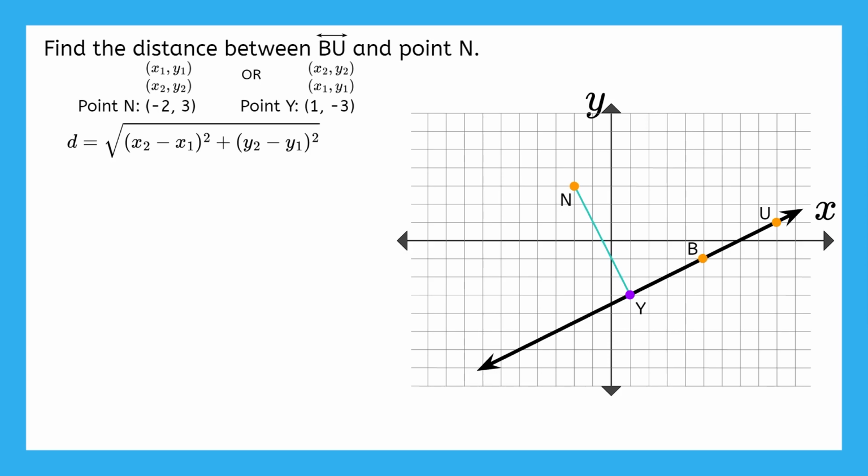Let's check your work. I'm going to make point N x2, y2 and point Y x1, y1. If you labeled them the opposite way, our work will look a little different, but we should get the same answer. Next, I'll substitute my points into the distance formula. Then I will simplify.